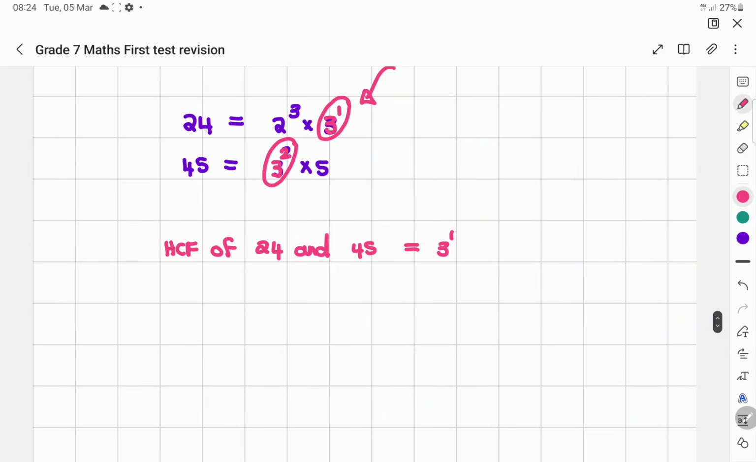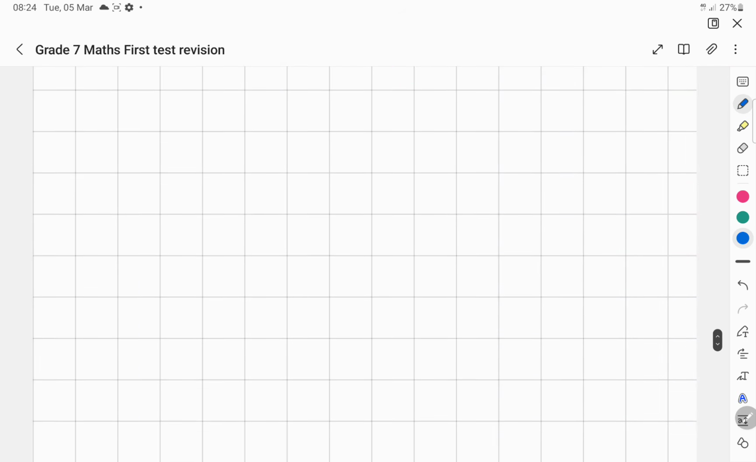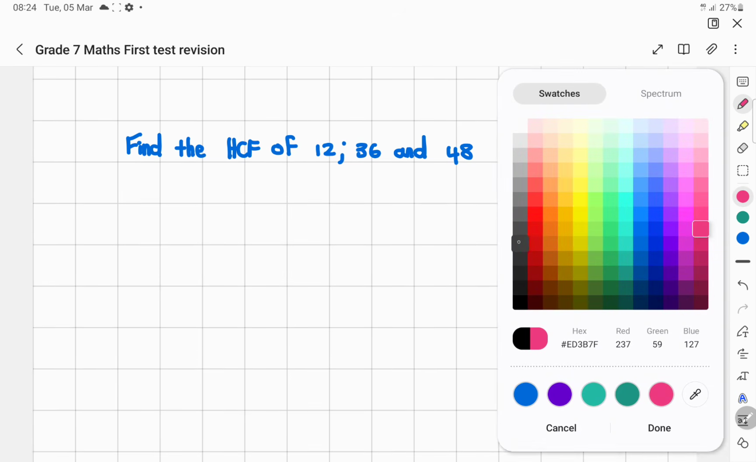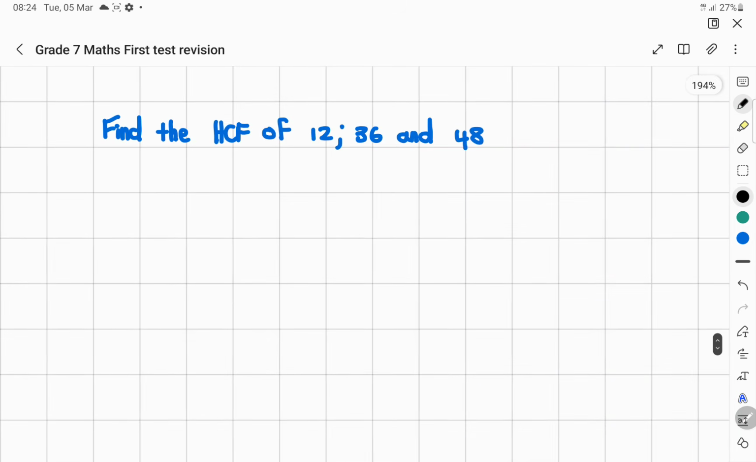Oopsie. Okay, so let's do that again. Let's quickly write down the product of primes for different numbers. Let's find the HCF of, let's do 3 of them: 12, 36, and 48. Okay, so I'm going to give you time to go and write down the product of their primes for each number, and then we're going to resume from there.